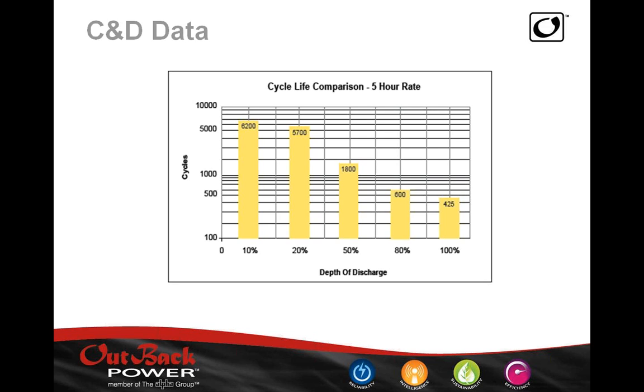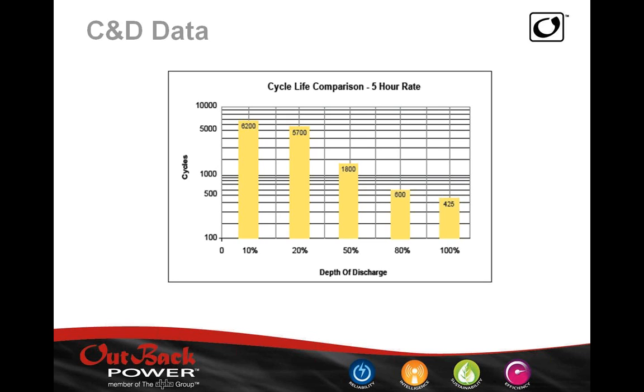Here is what a cycle life graph looks like, and this is the cycle life for our Energy Cell 200 RE. The thing to note here is that there is this dynamic relationship between the depth of discharge, or the DOD, and the cycle life. If we were to discharge the batteries, consume all the energy, we would get 425 cycles, discharge, recharge.